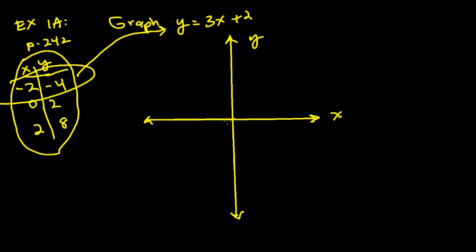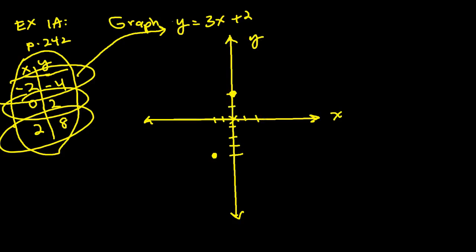If x is minus 2, y is minus 4. So there we go, 1, 2, 1, 2, 3, 4. And plot the point right about there. If x is 0, y is 2. Right? If x is 0, that means we're right on the y-axis, and y is positive 2. So I'll put that up here. And if x is 2, y is 8. So let me go, x is 1, 2, and 1, 2, 3, 4, 5, 6, 7, 8.